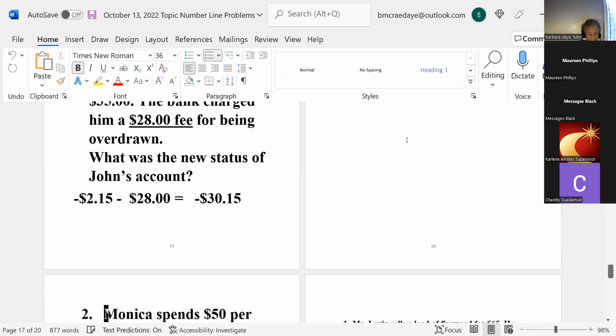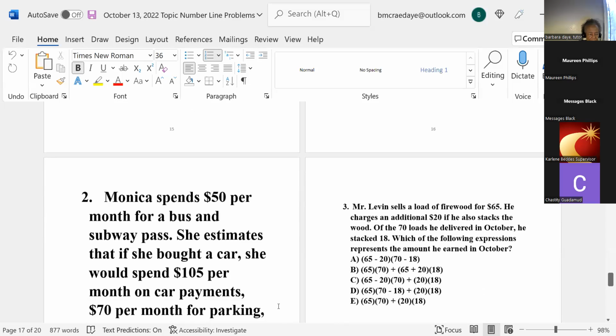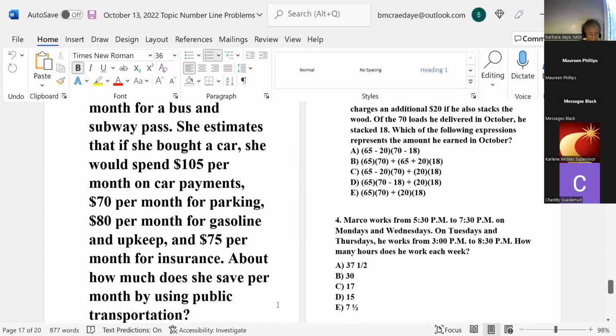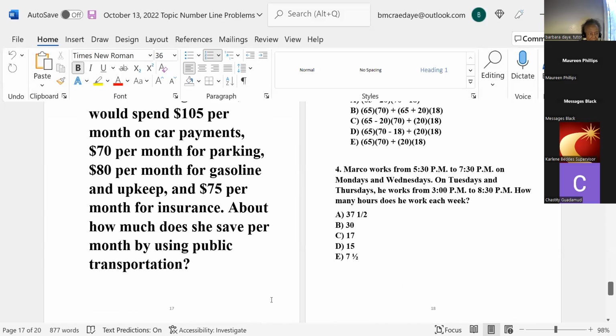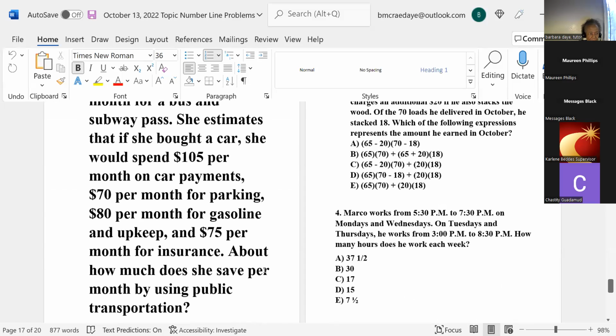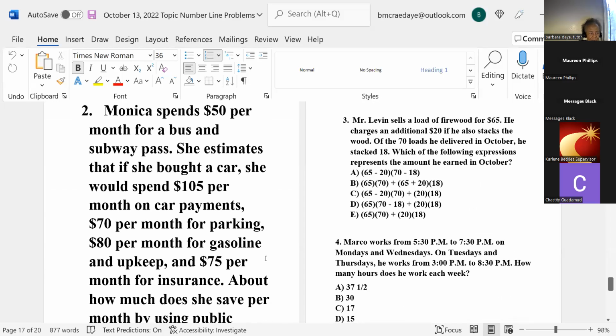Okay. All right, and I want you to answer this question. How much does she save per month using public transportation? So read through this whole problem, add up what you need to add up, subtract what you need to subtract, and give me your answer. I'll give you a few minutes.